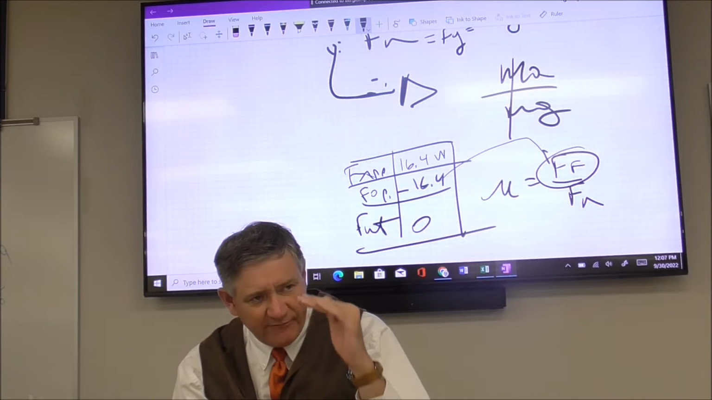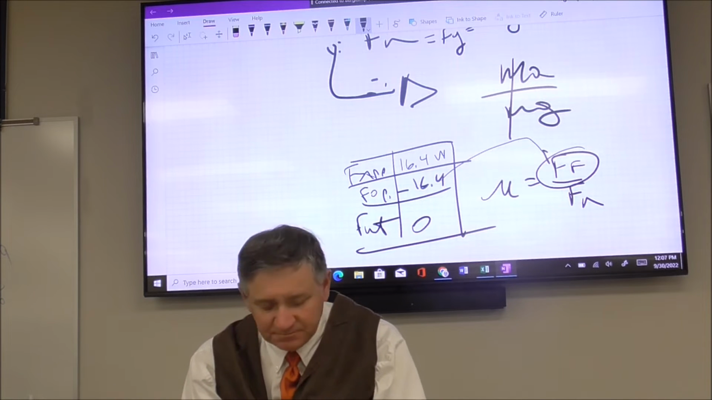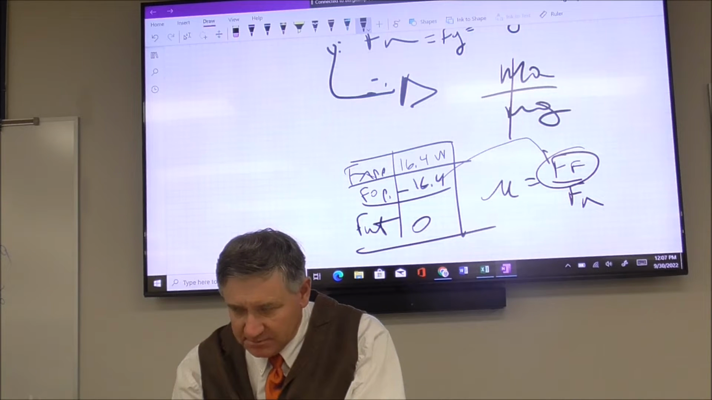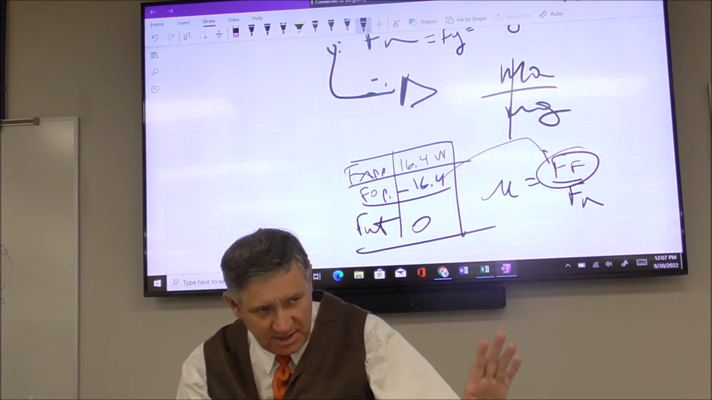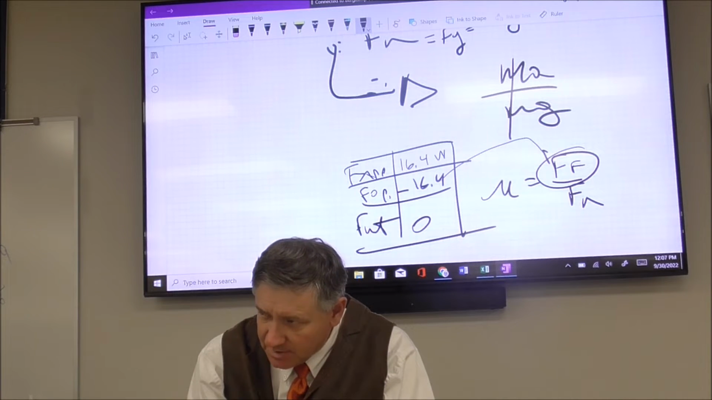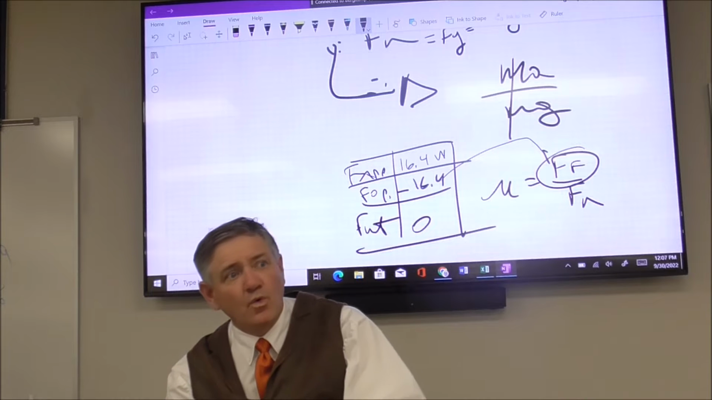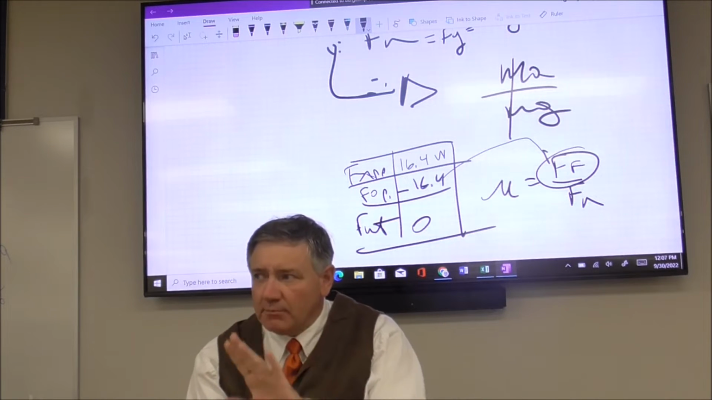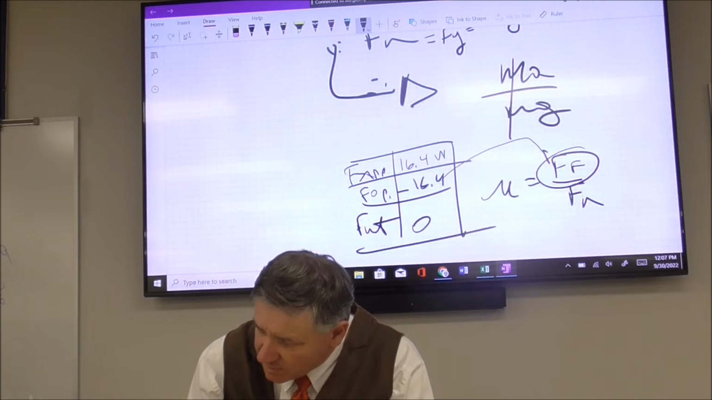Now, if you look at the difference between 4 and 5. On 5, we're still applying the same 18 newton force. So my force applied is still the same. But because I've given you the coefficient of friction, now you have to use that information to figure out how much do I pay the frictional mafia.